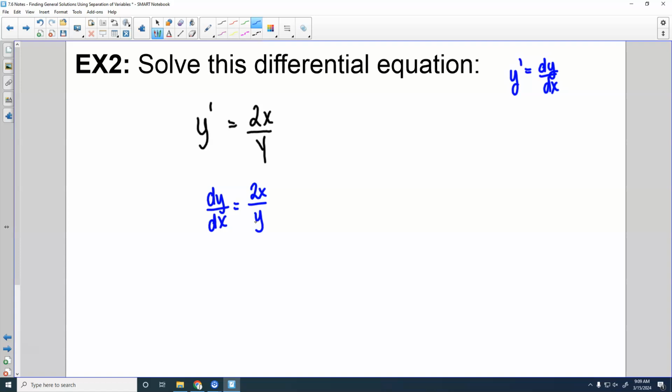All right, and what we need is we need to have all of the x's on one side and all of the y's on the other side. So that means, for sure, this dx has got to go over to the other side. So on these, just about every time you want to multiply by dx. Neither the dx nor the dy can be in the denominator. A variable can be in the denominator, but the dx or the dy cannot. So that would give me dy equals 2x over y dx.